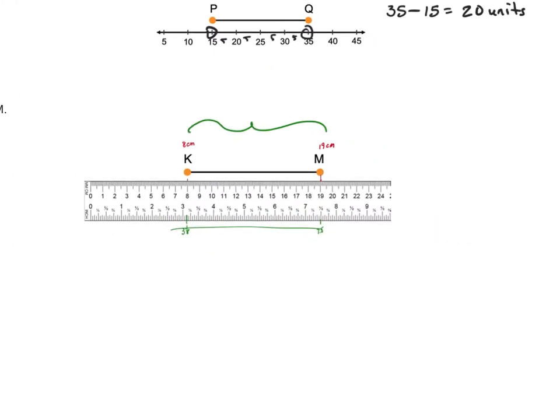So centimeters, we would take M and subtract K. So we have 19 minus 8, which is going to give me 11. So segment KM is going to be 11 centimeters long. There you have it, remembering our units.